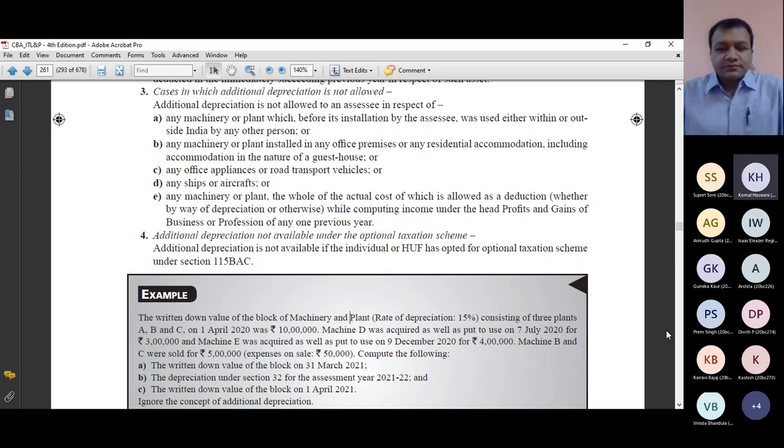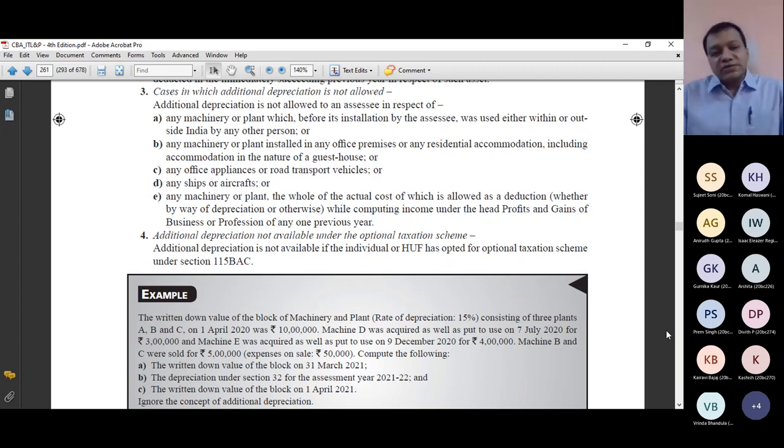Sir, half, so 7.5%. Yes, 7.5%, because the normal rate of depreciation of this block is 15%, but machine E is acquired during the previous year, and in the same year it is put to use for less than 180 days. So on machine E you have to charge 7.5%, exactly half.